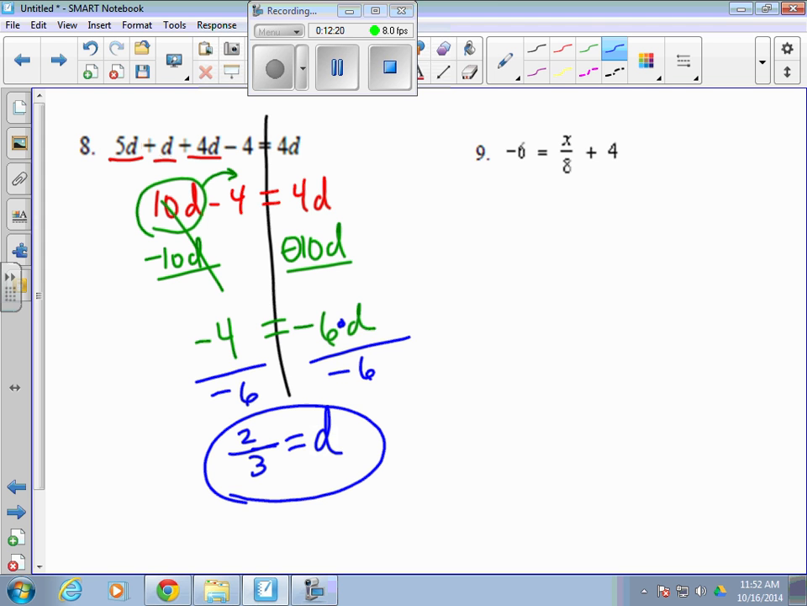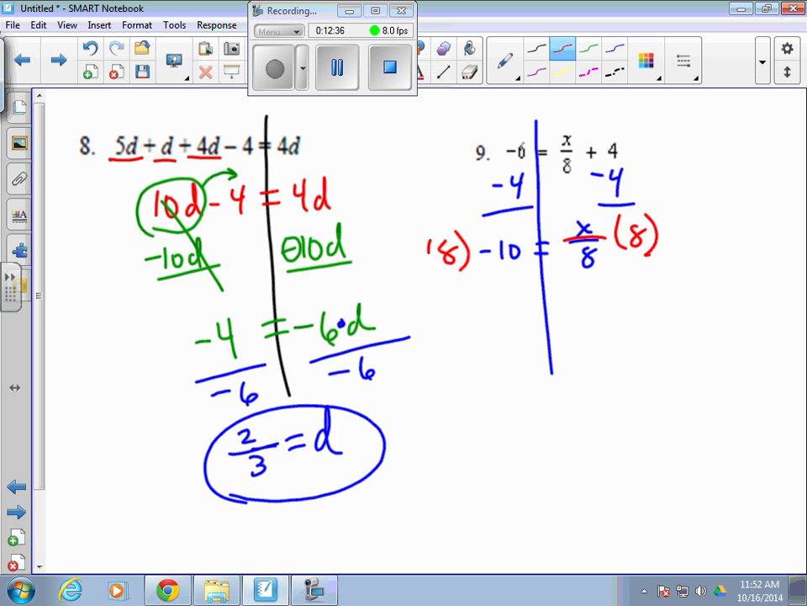Number 9 is a two-step equation. Undo plus 4 by subtracting 4. If you subtract it from the right, subtract it from the left. Same signs, add them up, keep the common sign. Negative 10 equals x over 8, or x divided by 8. Cancel that out by multiplying by 8. If you do it to the right, do it to the left.